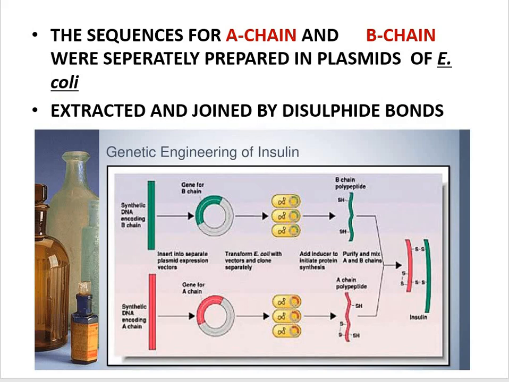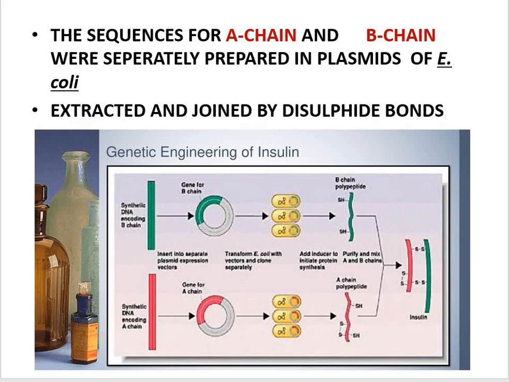So we can see, students, in this image that chain B, represented by the green color, was introduced in a plasmid which was introduced in one type of E. coli. Chain A was introduced in a plasmid which was introduced in another E. coli. Thus, the two separate E. coli produced chain A and chain B, and these were then joined artificially by using disulfide bridges. This method of producing insulin was known to be highly successful, as this did not have the C peptide and hence it was an active insulin.